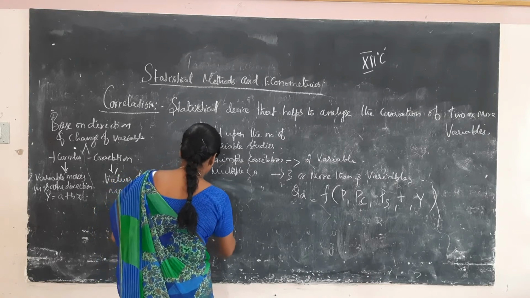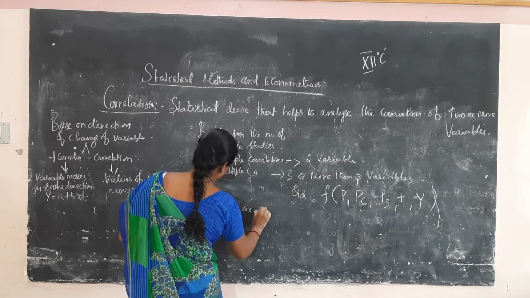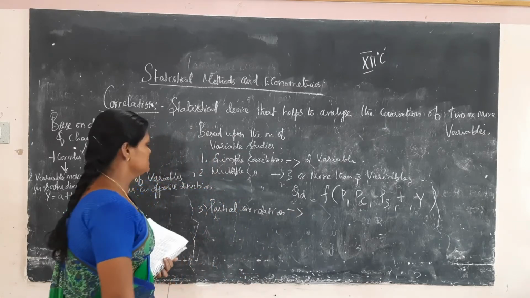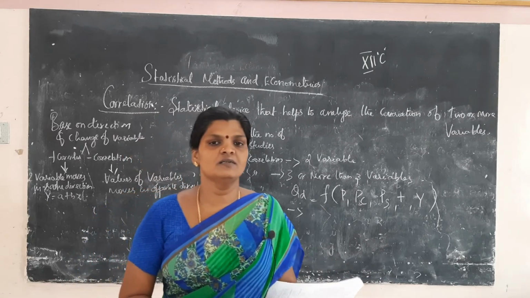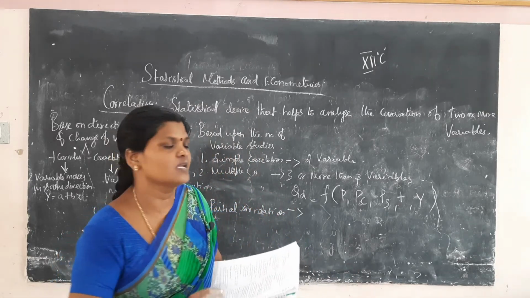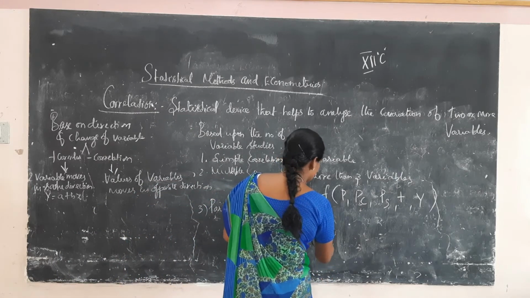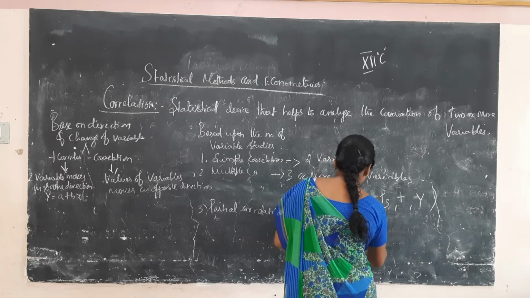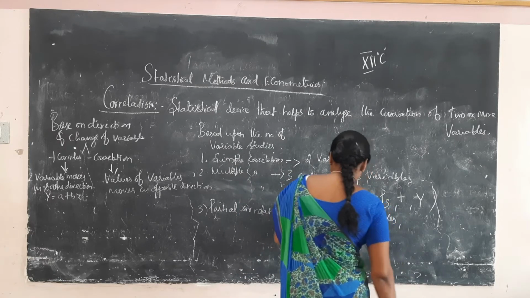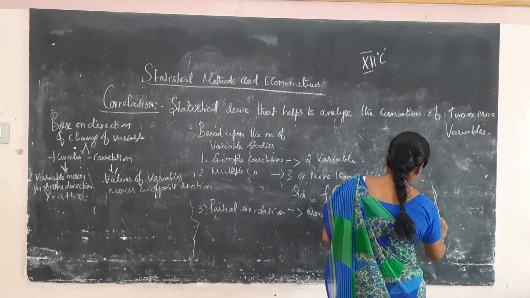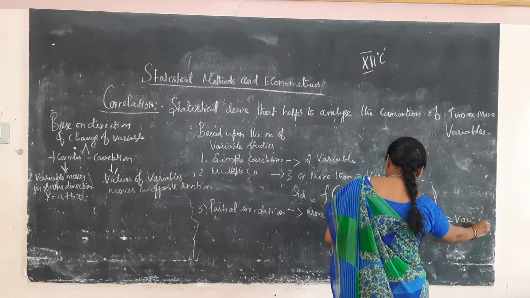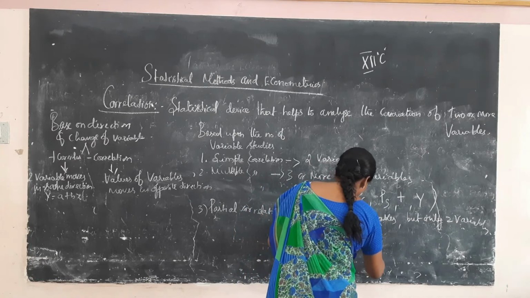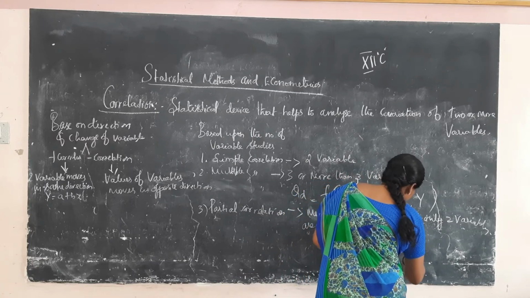Last one is partial correlation. If there are more than two variables but only two variables are considered, keeping the other variables constant.